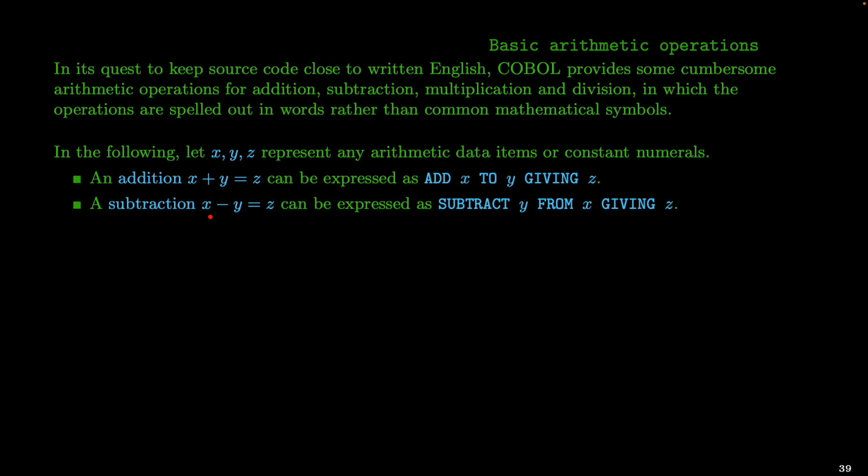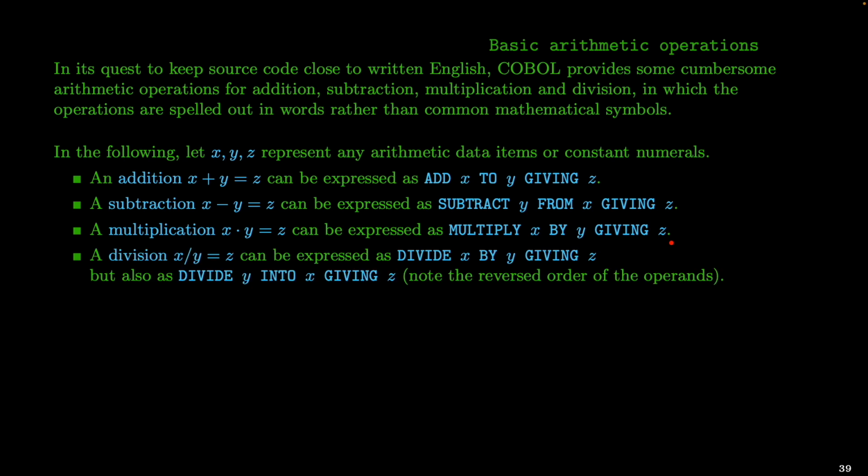Similarly, a subtraction X minus Y equal to Z will be expressed as subtract Y from X giving Z. A multiplication, X times Y equals Z, is multiply X by Y giving Z. So all self-explanatory but very verbose. And a division, X divided by Y equal to Z, is written as divide X by Y giving Z. Or there's an alternative way, which I find very confusing. This is divide Y into X giving Z. So here we reverse the order of X and Y.